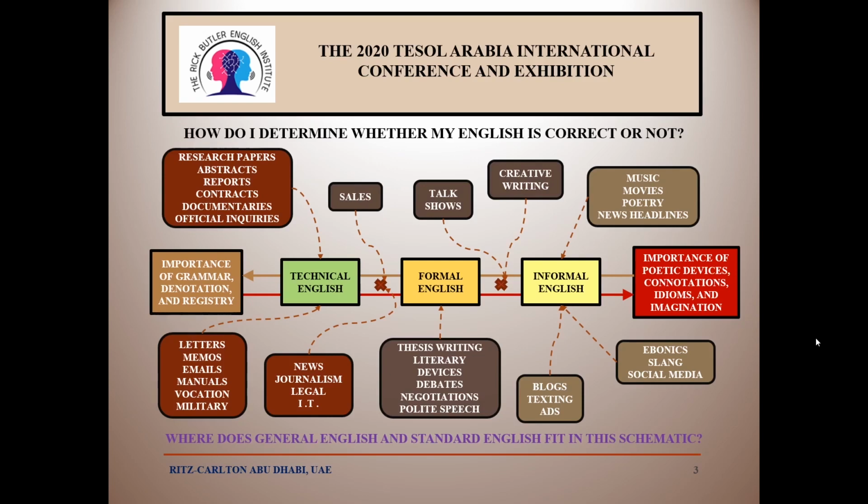Always know your audience. Students and non-native teachers often wonder what is general English and what is standard English. General English refers to the overlap between formal English and informal English. Standard English refers to the overlap between technical English and formal English. In the past, there was no need to branch standard English into two types.